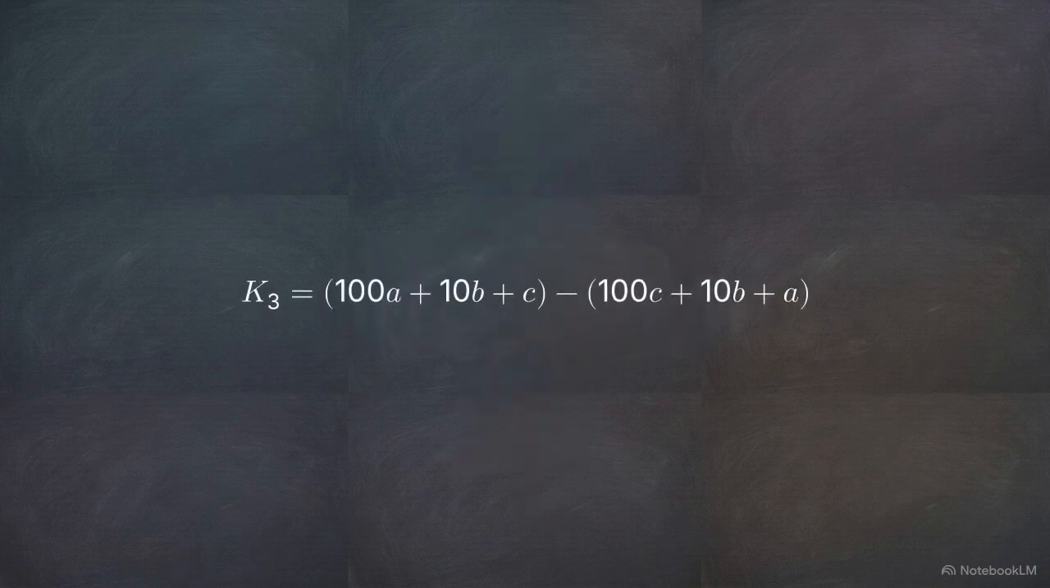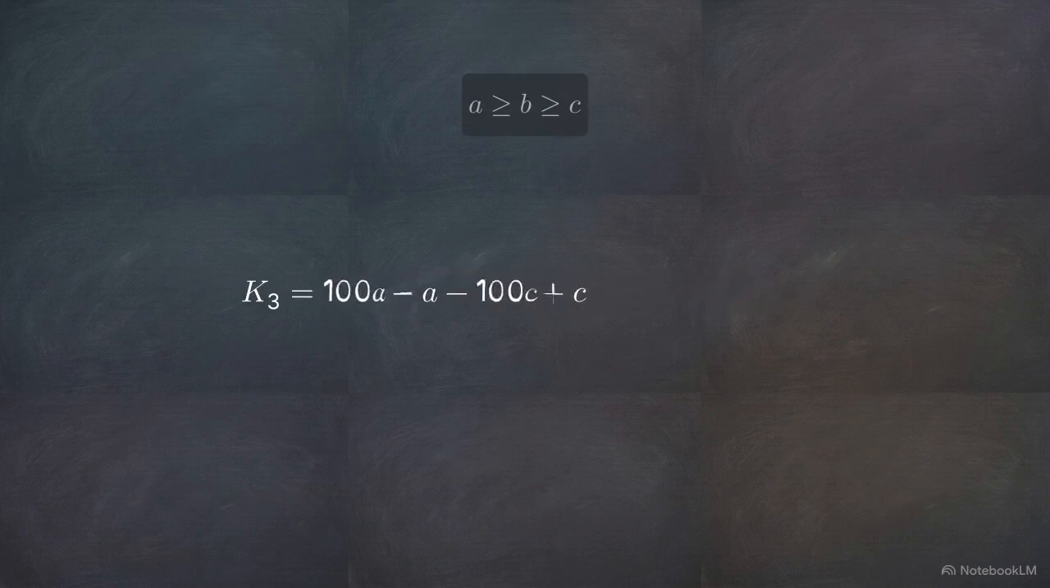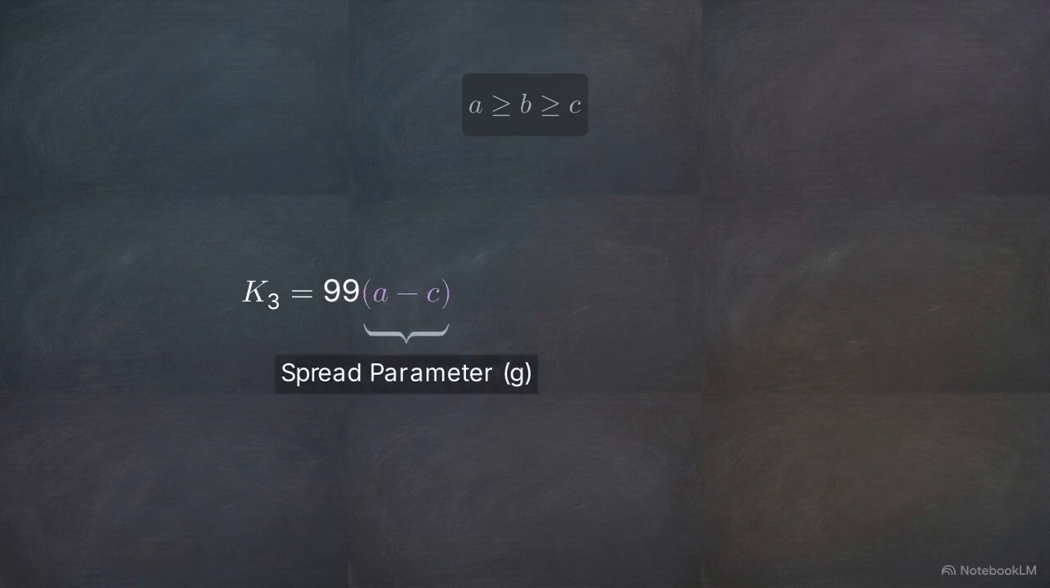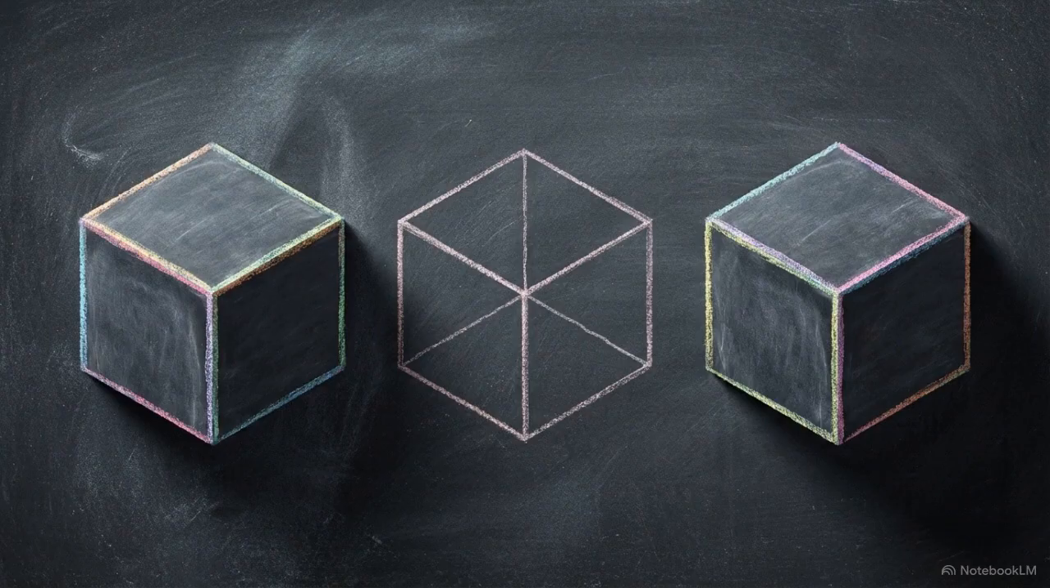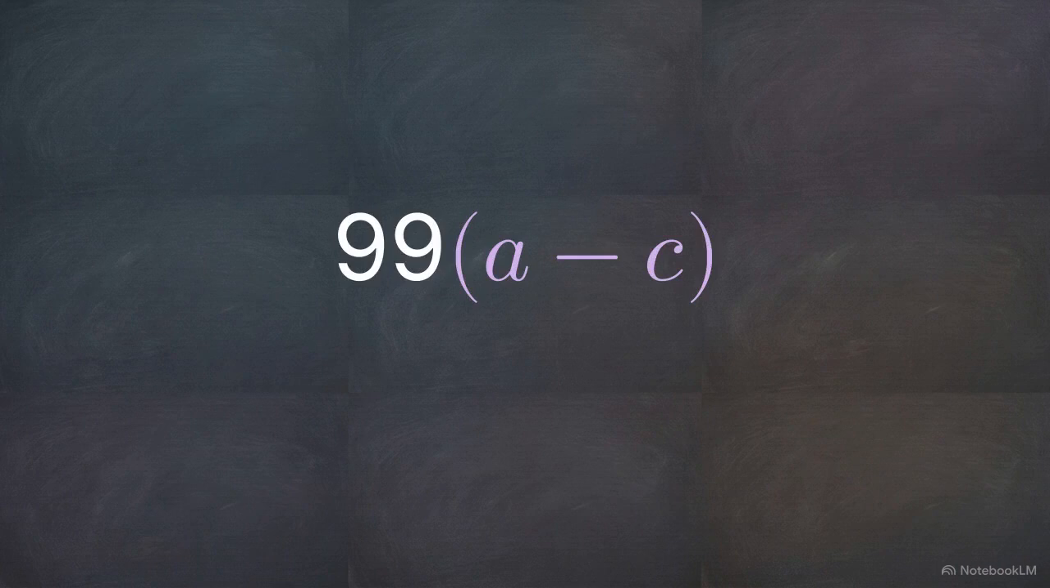This formula represents the three-digit Kaprekar map. The process requires sorting the digits of a number in descending and ascending order and then subtracting them. In the algebraic expansion, the middle digit, the 10D term, is cancelled out completely during the subtraction. Because the middle digit vanishes, the map's output depends entirely on the outer digits. The equation simplifies to 99 times the difference between the largest and smallest digits.